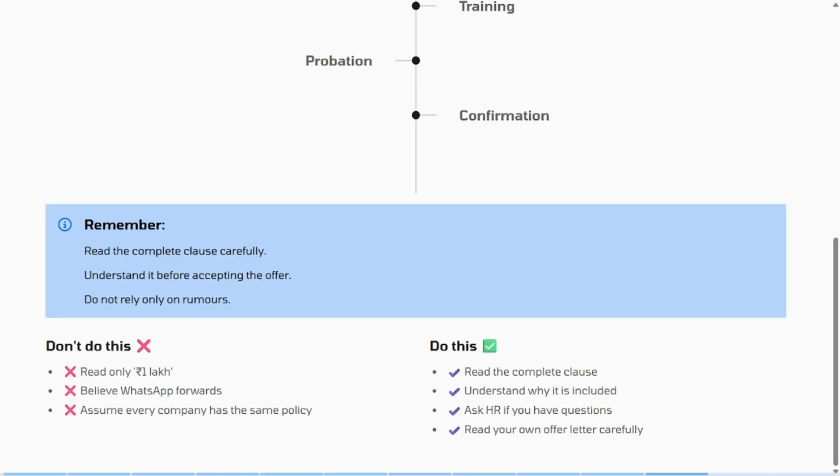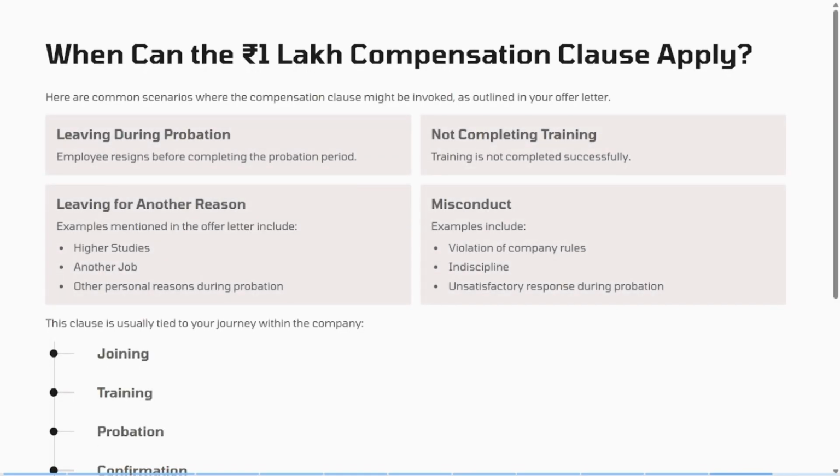Next, now let's look at the situations that are mentioned in the offer letter. Many people only remember the amount of 1 lakh, but they don't read the examples that follow. The offer letter explains that this section is connected to leaving during the probation period, and then gives examples of situations it refers to. One example is leaving the company before completing the probation period. Another example mentioned is not completing the training successfully.